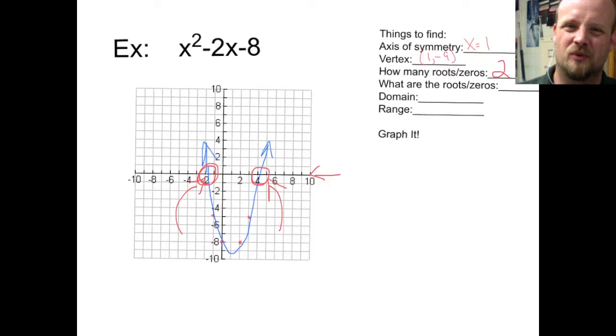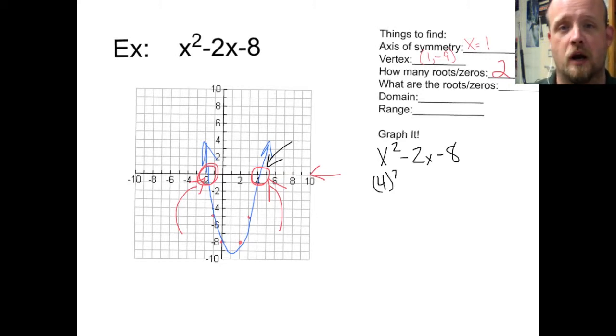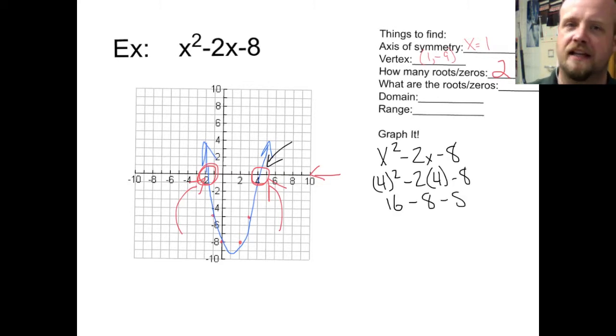So let's go ahead and test. Let's see if we're close. We could figure out what happens if we plug in those values of 4 and -2. So let's start with our original equation, x squared minus 2x minus 8. And we'll start here on the right-hand side at +4 for x. So we plug that in: 4 squared minus 2 times 4 minus 8. Well, it gives us 16 minus 8 minus 8. So 16 minus 8 is 8. We subtract another 8, gives us 0. So that gives us a point of 4, 0.